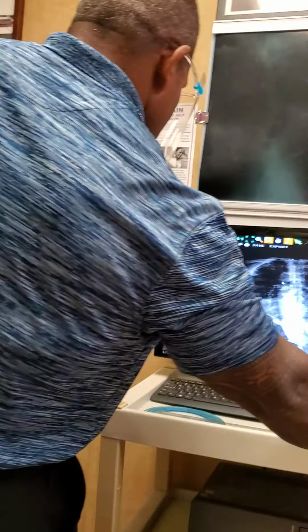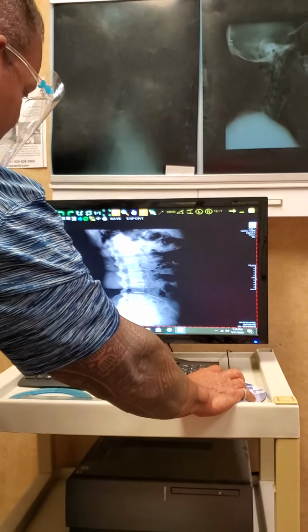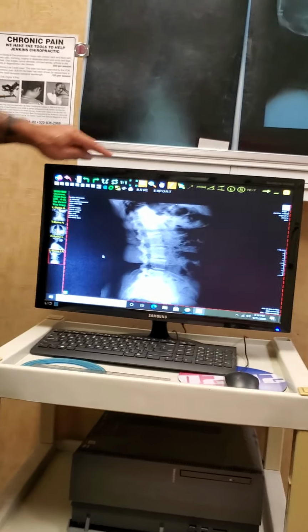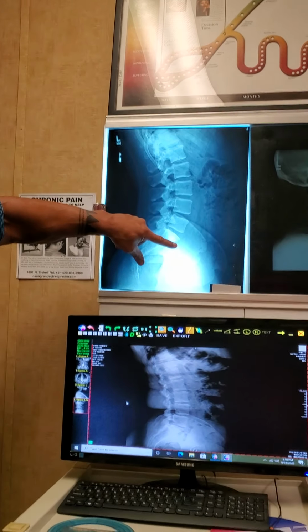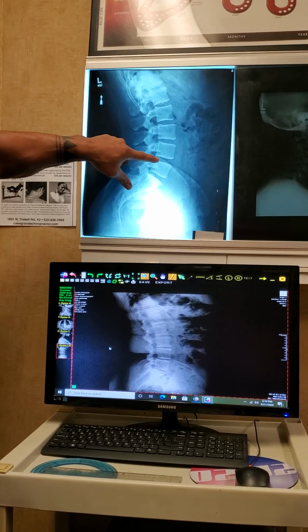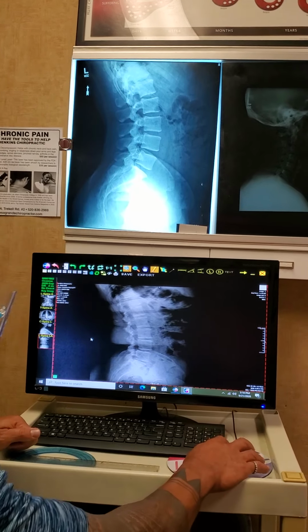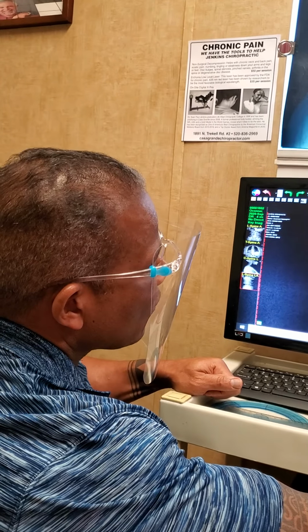Now, let's go to the side view of this low back. So this is what we want to see, a nice smooth curve like that. The curve is kind of okay, but we want big spaces like this, and this, and this. This is what we got here. I've got no spaces here. Oh, boy. Yeah, so right there.